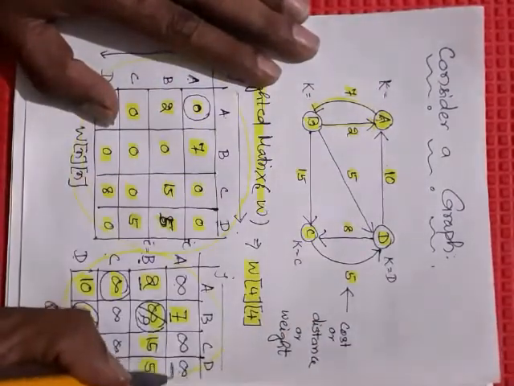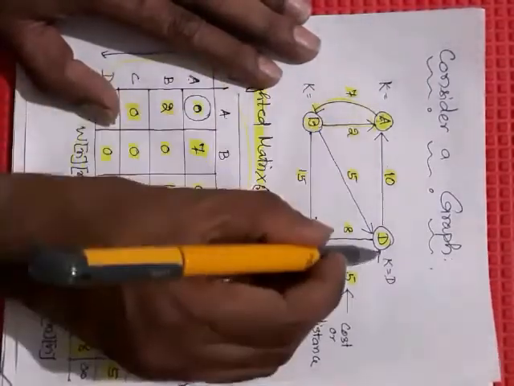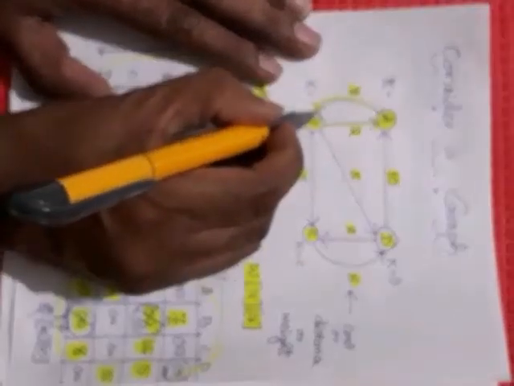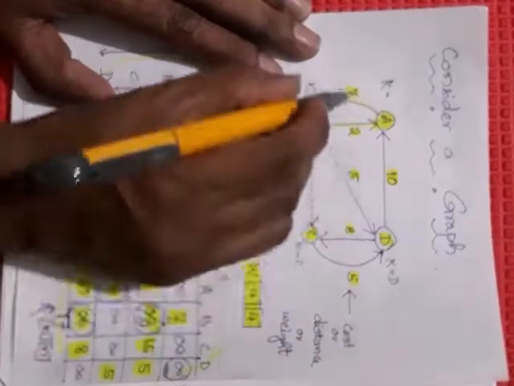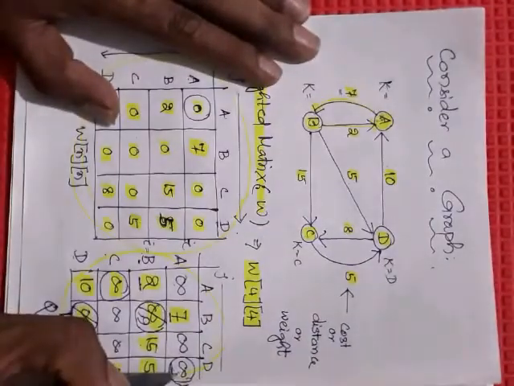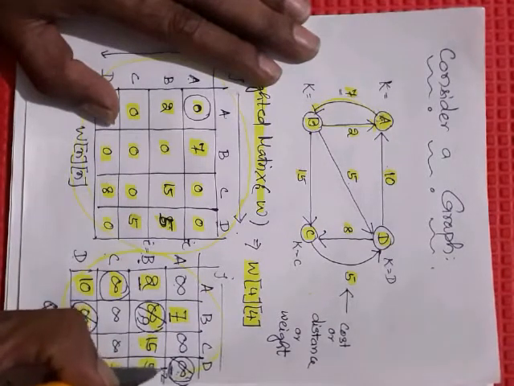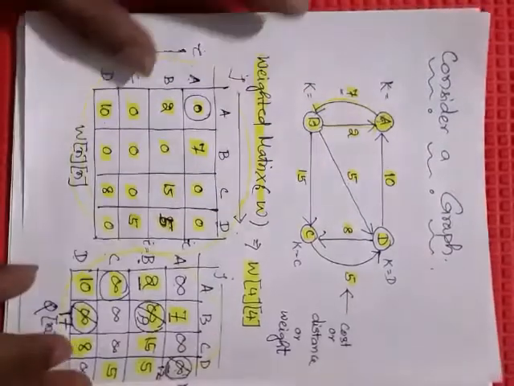A to d, what is the value? Infinite is there. But now if you find a to d using b, what is the distance? A to b you can go, that is value 7. Then b to d, that is 5. 7 plus 5 is 12. The existing value is infinite, so it will be updated to 12 there. So using intermediate vertex b, it is going to be updated.